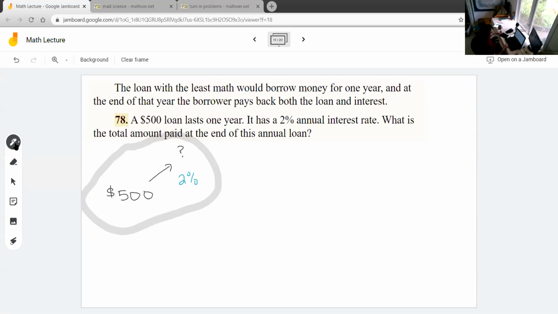Okay, I'll do the 1 plus trick then. So we have the 1.02, and again the 1 comes from the 500 sticking around. The 0.02 is the 2%. Multiply it by 500. And we get, what, 510? Mental math okay? Yes.